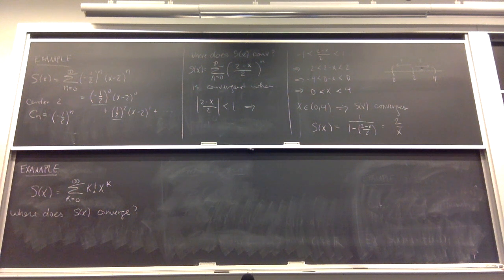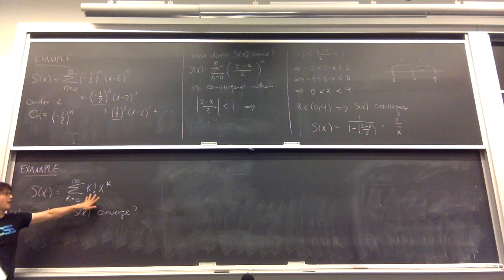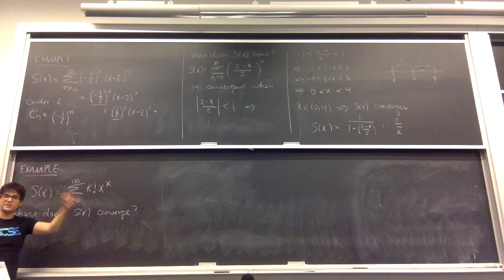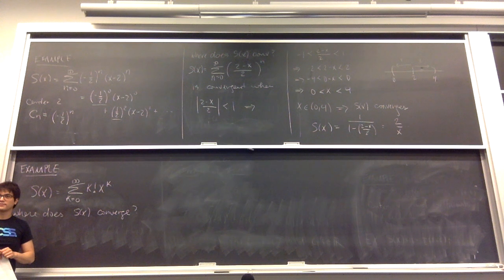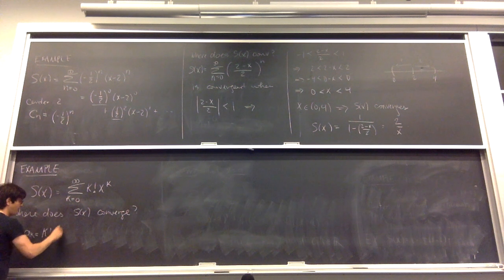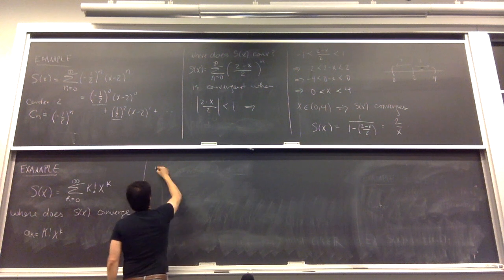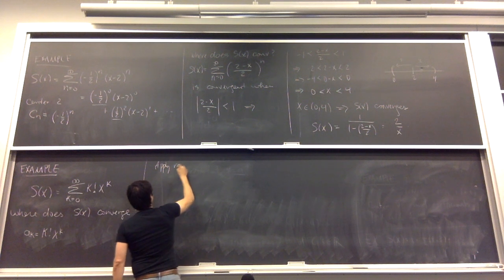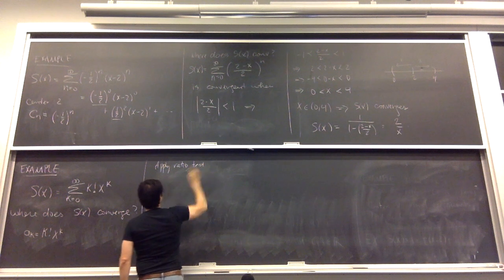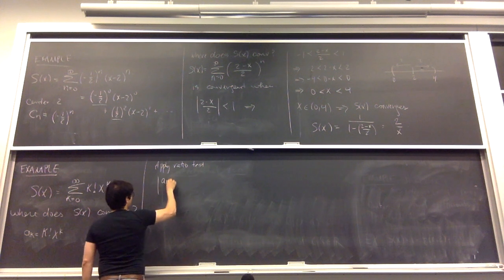Okay, so what does the ratio test tell me? State the ratio test. Let's say the terms, the ratio of consecutive terms has to be what for convergence? Here I know that the kth term is k factorial x to the k. So we're going to apply the ratio test. First I need the ratio, the absolute value of this.